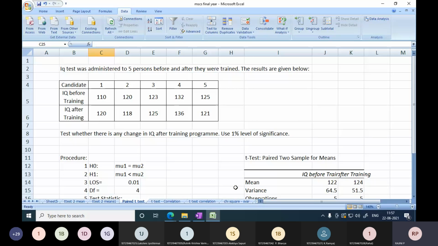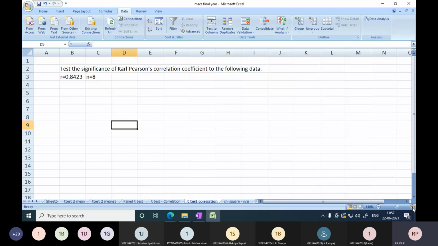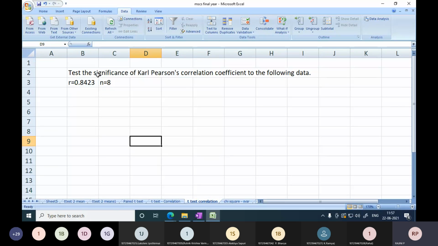Clear, ma'am. Now go for the next question. Okay, let me explain this. Yeah, this is the question. Test the significance of Karl Pearson's correlation coefficient for the following data. They have given you the r value and the n value. Then how can we do it, which test do we need to apply? First understand.